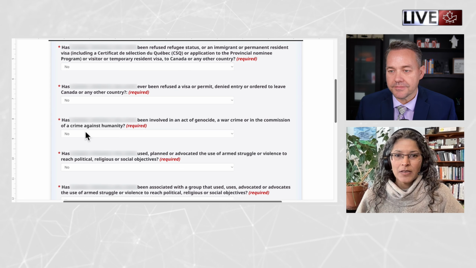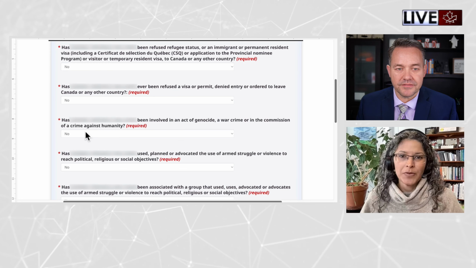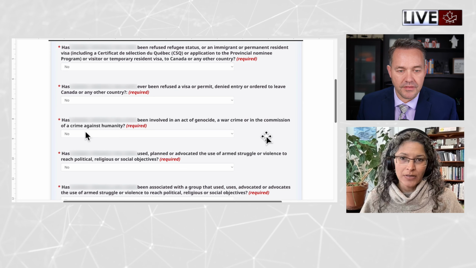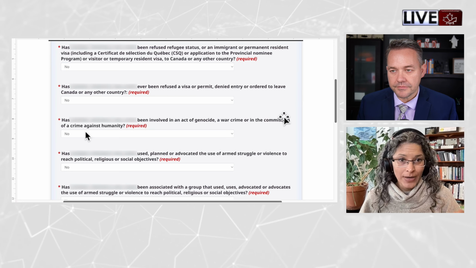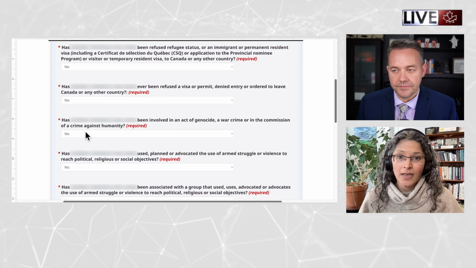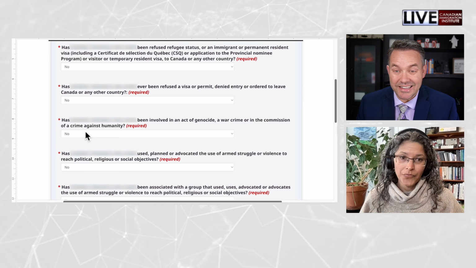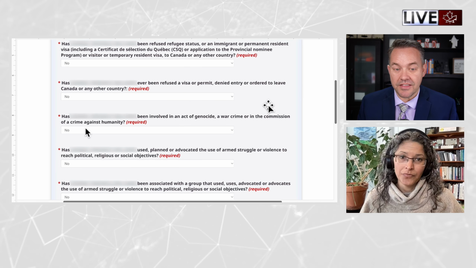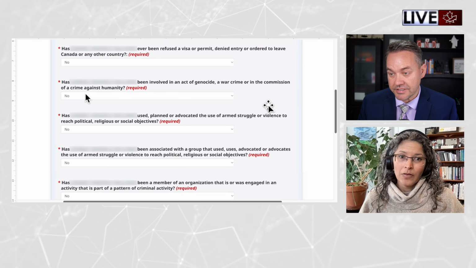The next few we kind of touched on: refused a visa or permit, denied entry or order to leave. So be careful, even if it wasn't a refusal of a permit, if you were turned around at the border and not allowed into a country, you have to say yes and explain. And especially the Canada US border, because everything is tracked and they can see it. So there's nothing that you're going to be able to hide if it happened in the US or Canada or one of our partner countries.